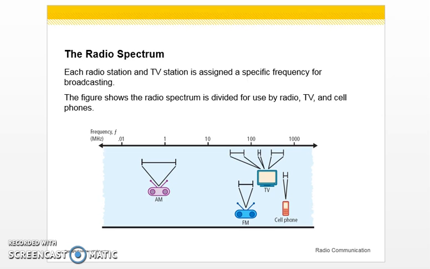The radio spectrum. Each radio station and TV station is assigned a specific frequency for broadcasting. The figure shows the radio spectrum is divided for use by radio, TV, and cell phones.